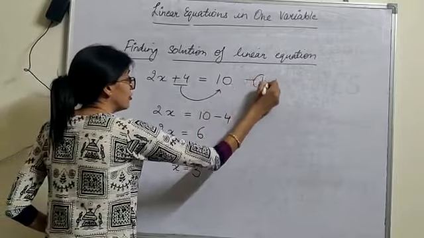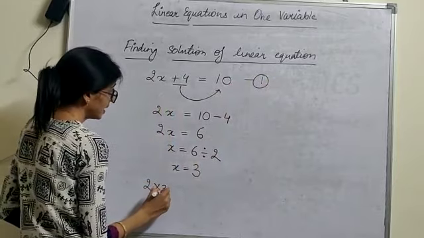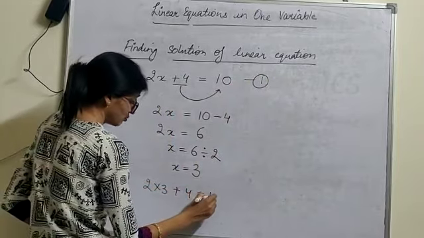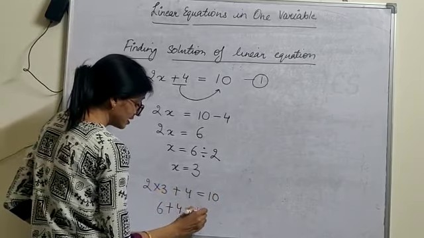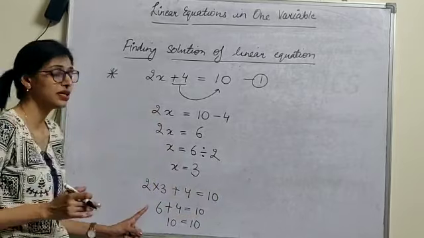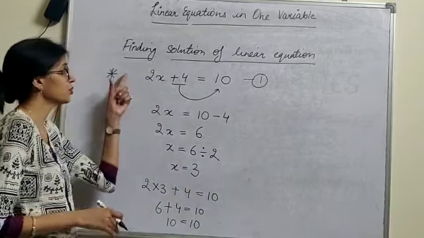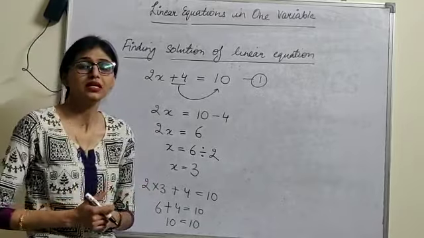Put the value of x equals to 3 in this equation. 2 into 3 plus 4 equals to 10. 2 3s are 6. 6 plus 4 equals to 10. 10 equals to 10. So this is the solution of the given equation. In this way, you can find out unlimited solutions to the given linear equations.